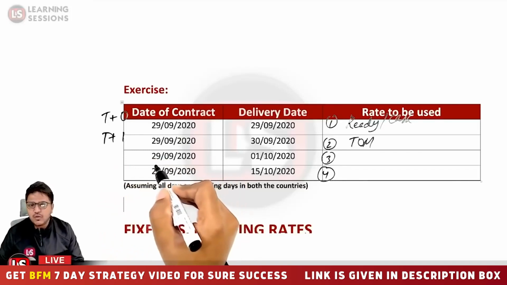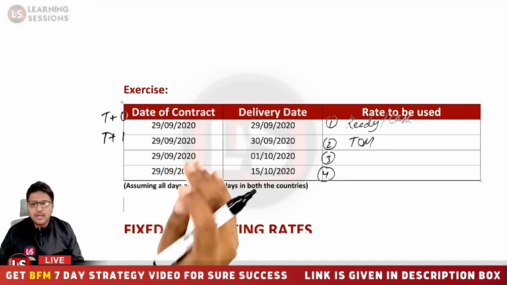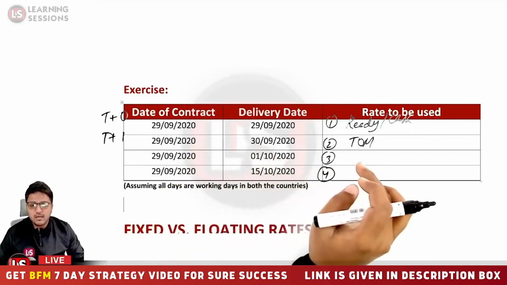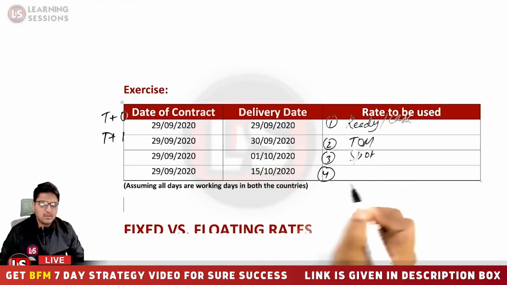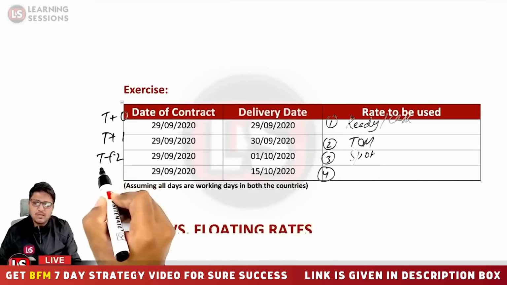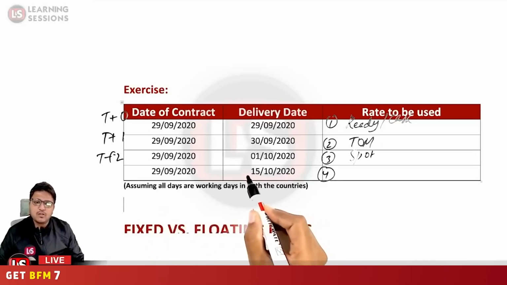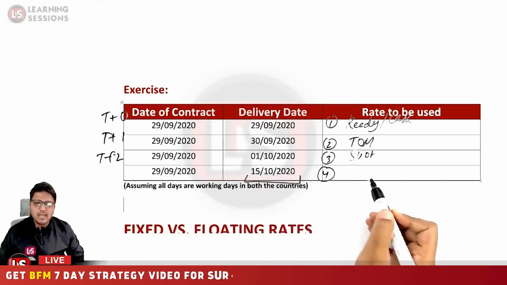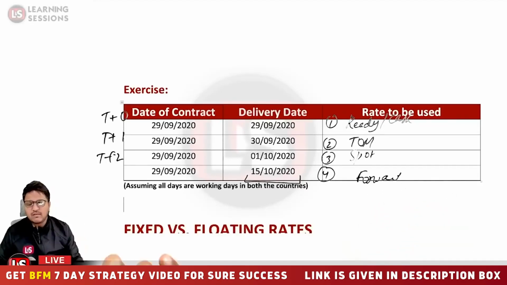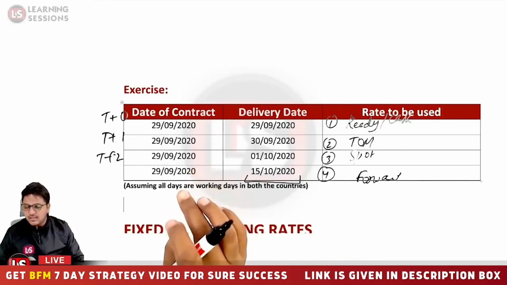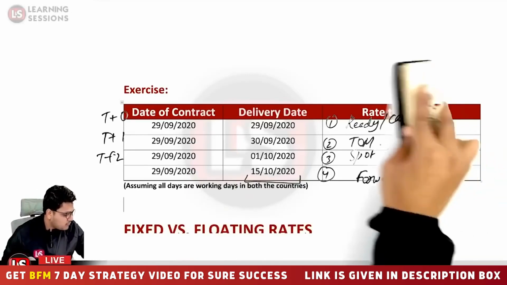And if the date of contract is 29th of September 2020 and the delivery date is 1st of October 2020, what rate would be applicable? It would be the spot rate, that is T plus 2 day basis. And if the date of contract is 29th of September 2020 and the delivery date is 15th of October 2020, which rate will be applicable? It will be the forward rate. I hope you have understood the concept related to the settlement dates, and how we can calculate the forward rate from the spot rate and the forward points.